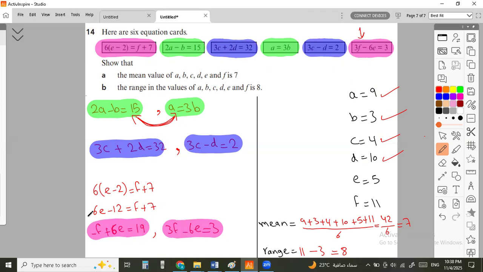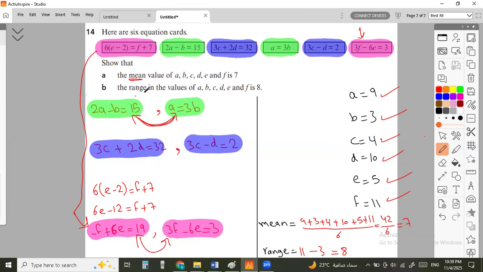Now, Mr., I simplify the first equation. Negative f plus 6e equals 19, which is the same as this one. And the second equation over there is 3f minus 6e. Solve the two equations using the simultaneous equations as we learned, you're going to find that E is 5, F is 11. Okay, Mister, I solved the three pairs of simultaneous equations and I found the values of A, B, C, D, E, and F.